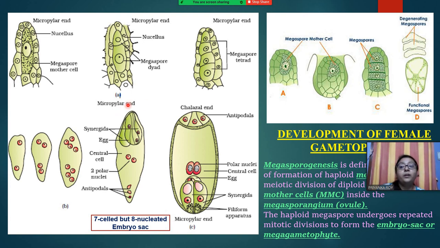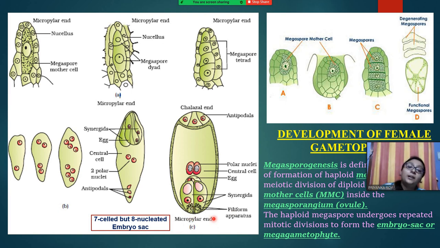Next, cells are formed around the nuclei, giving rise to 2 synergids over here and 1 egg cell, which is here. 2 polar nuclei will come to the central part of the embryo sac, and at the other end there will be 3 antipodal cells. Antipodal cells are basically here for providing nutrition to the embryo sac, and the synergids are basically to direct the pollen tube so that the pollen tube can enter through here.